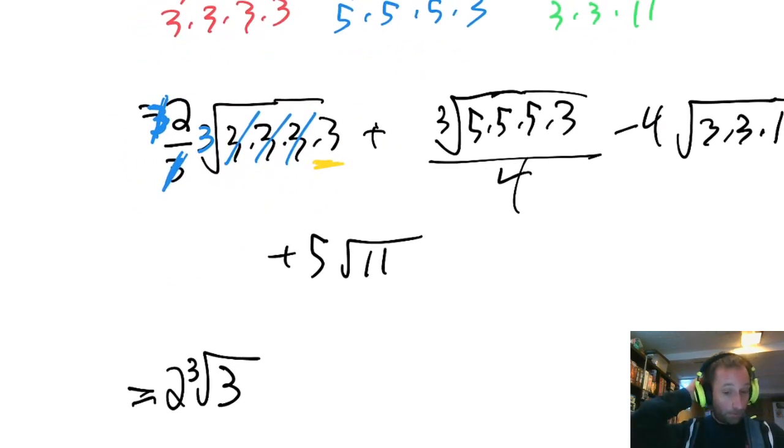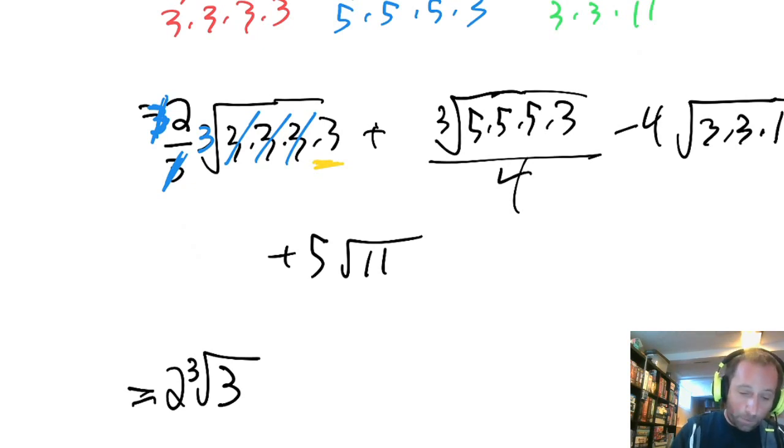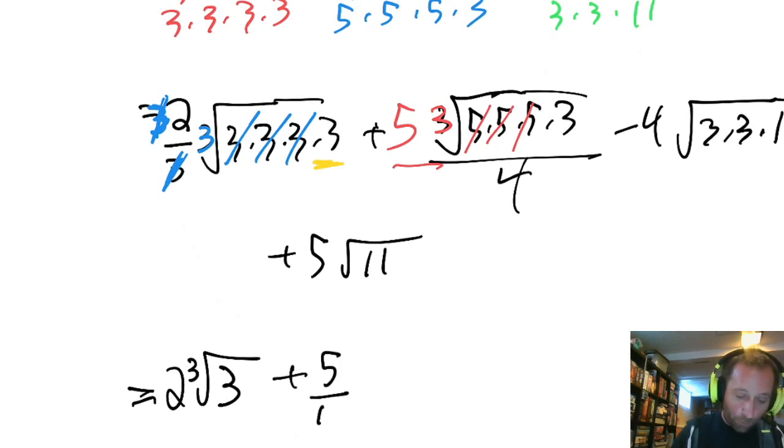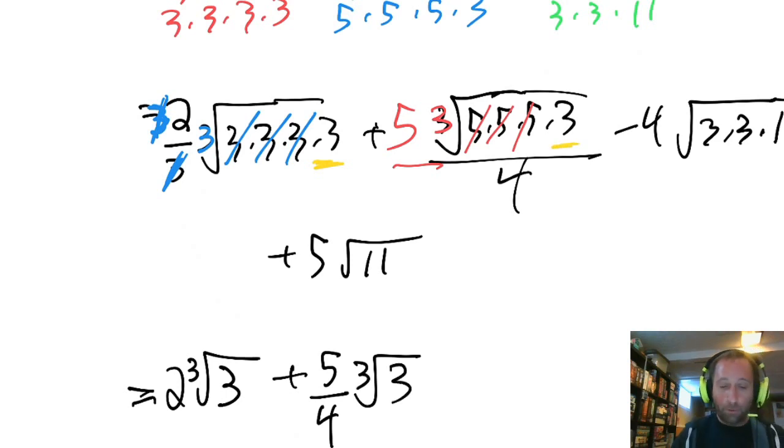Okay, next one. So we have the cube root. So again, this is a cube root. We're looking for any factor that shows up under our radical symbol 3 times. So 1, 2, 3. So there's 5. So 5 over 4 times the cube root of 3, since one of the 3's did not factor out.